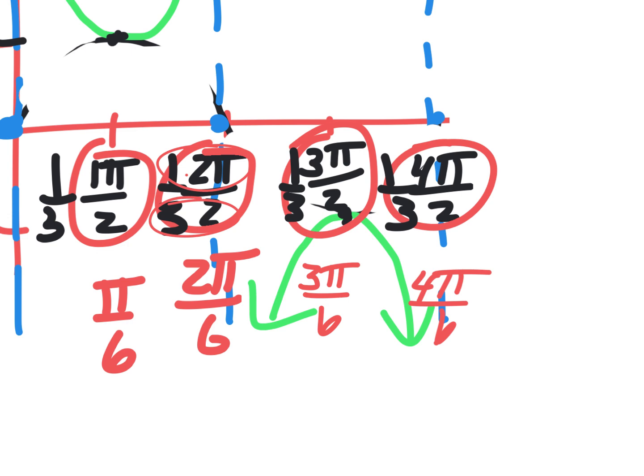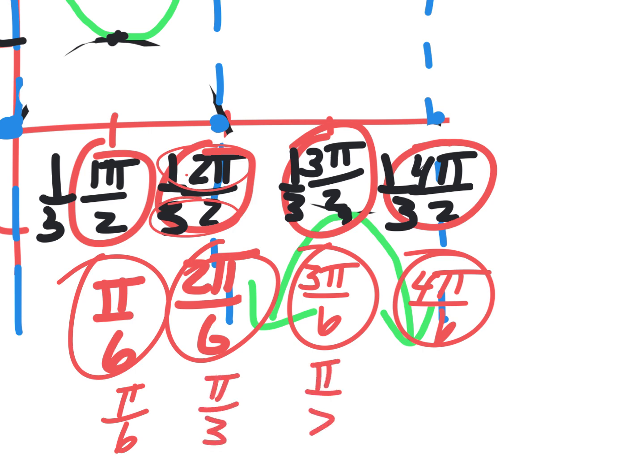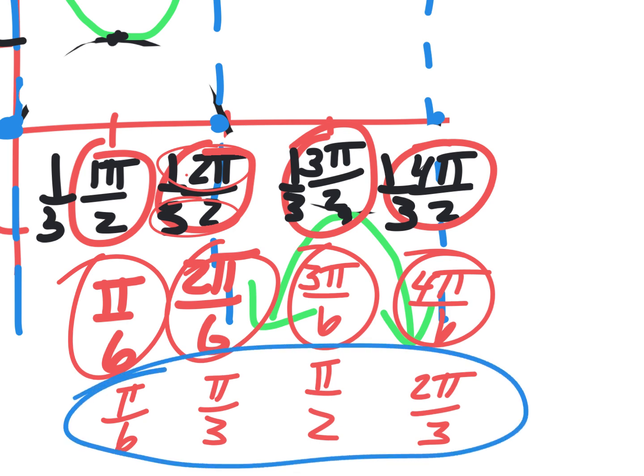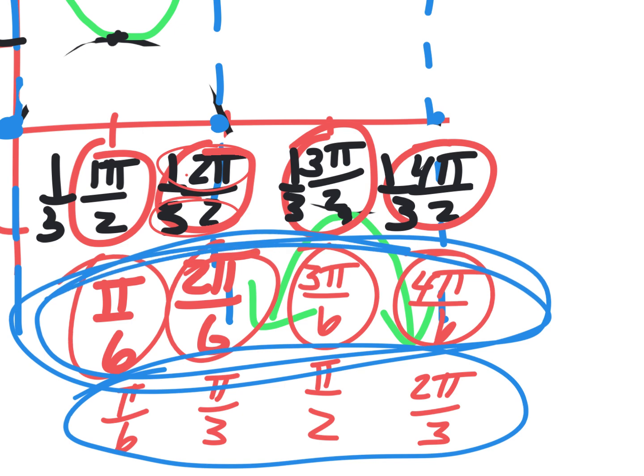Once again, if you reduced them, it wouldn't flow nice. It'd be pi over 6, pi over 3, pi over 2. That doesn't even make any sense to me anyways. And then 2 pi over 3. Great. There's no way that these flow. These flow really nice. 1 pi over 6, 2 pi over 6, 3 pi over 6, 4 pi over 6.